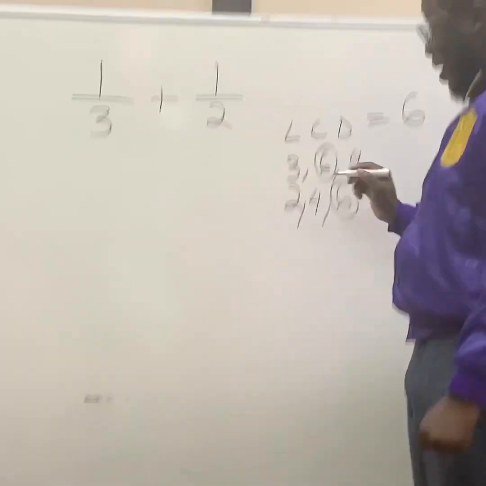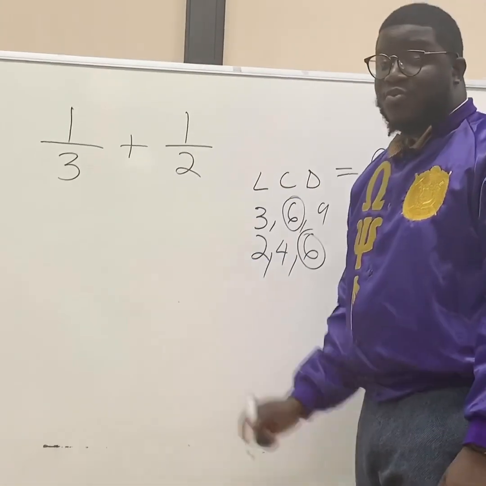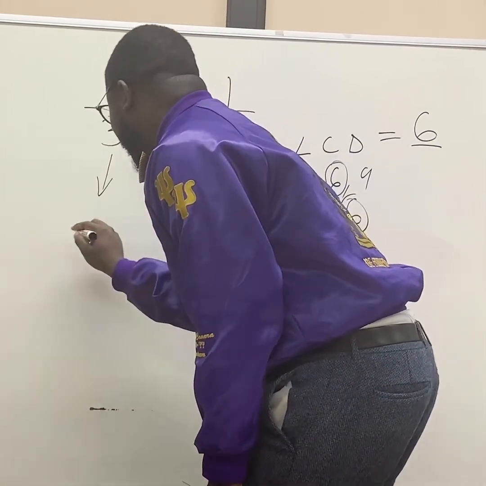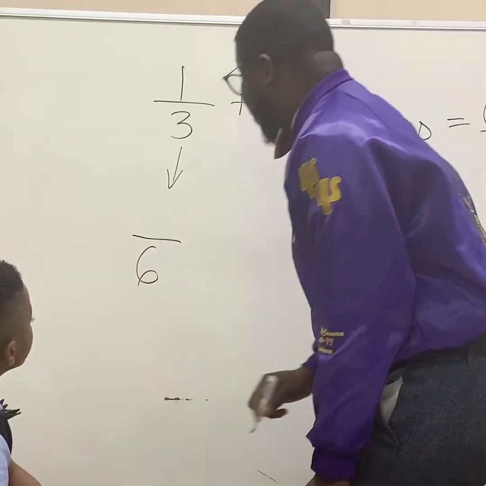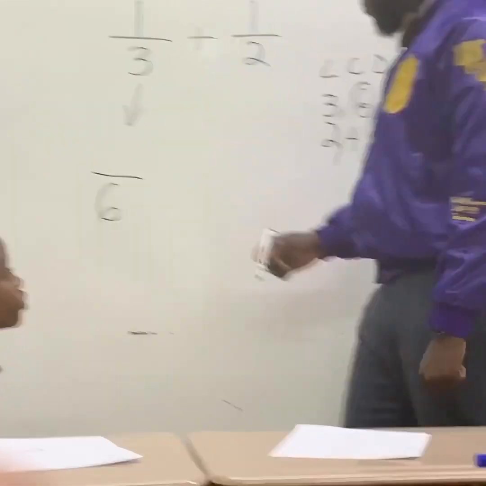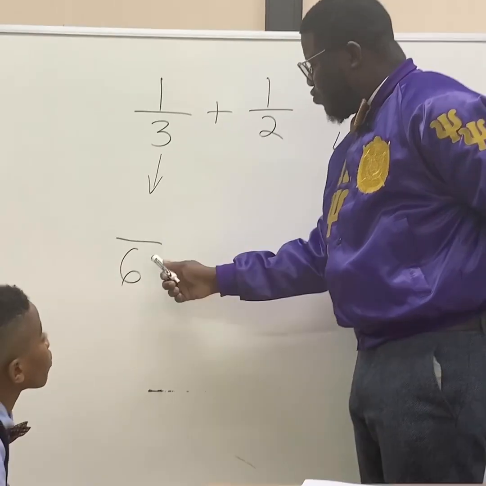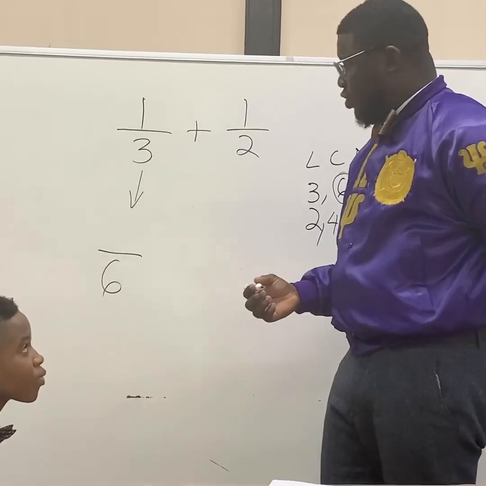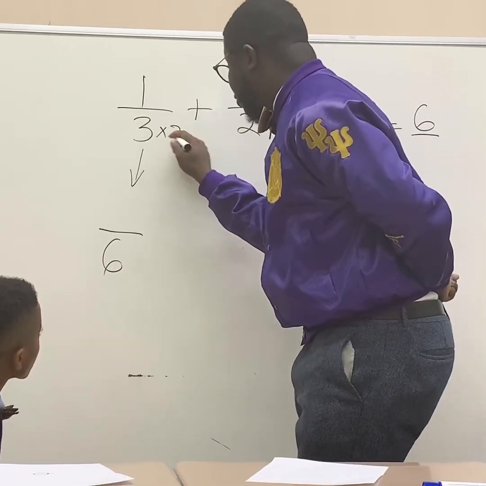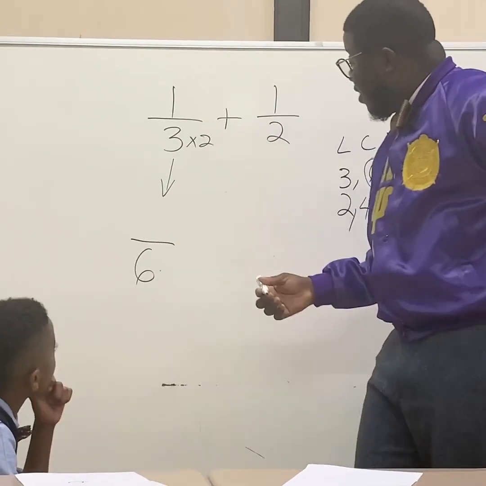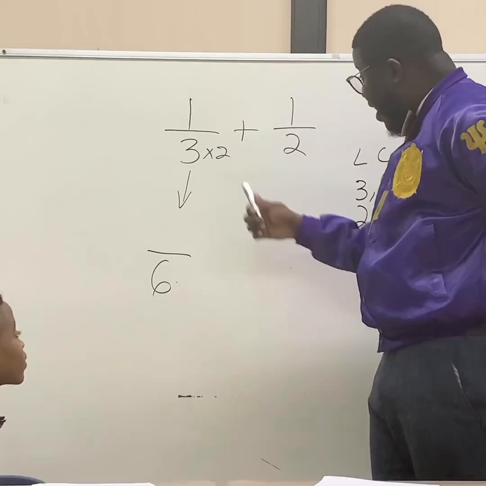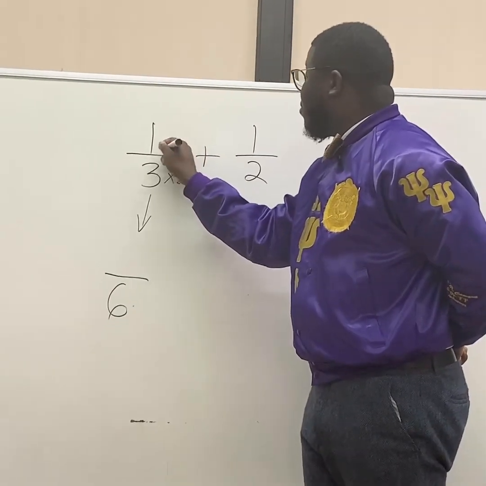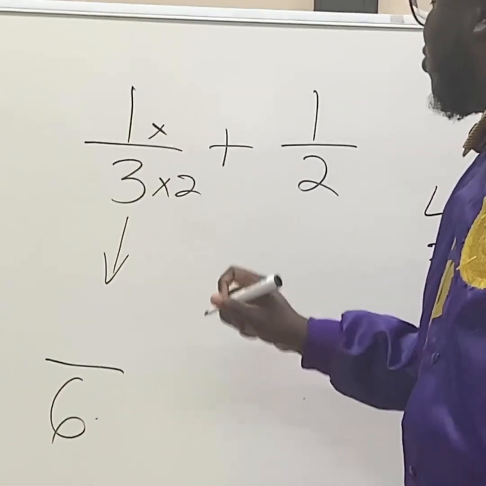Now I'm going to use my LCD to find an equivalent fraction where my denominator is 6. I would ask myself, how can I go from 3 to 6? What number times 3 equals 6? Well, 3 times 2 equals 6. In order to find an equivalent fraction, as Giovanni taught us, I have to multiply my numerator by the same number as I multiplied my denominator.